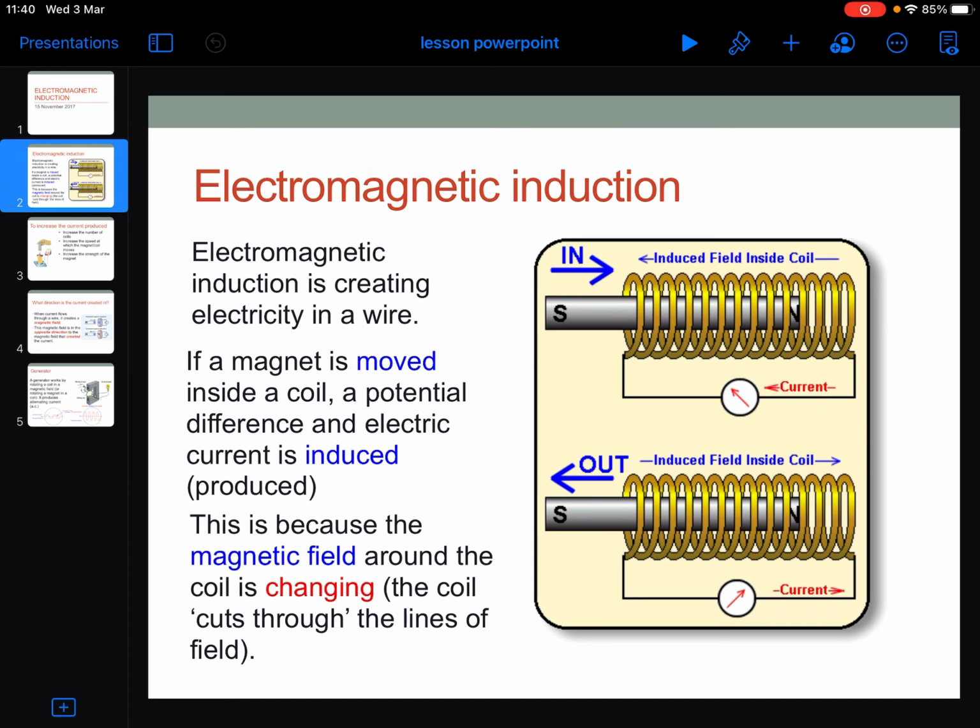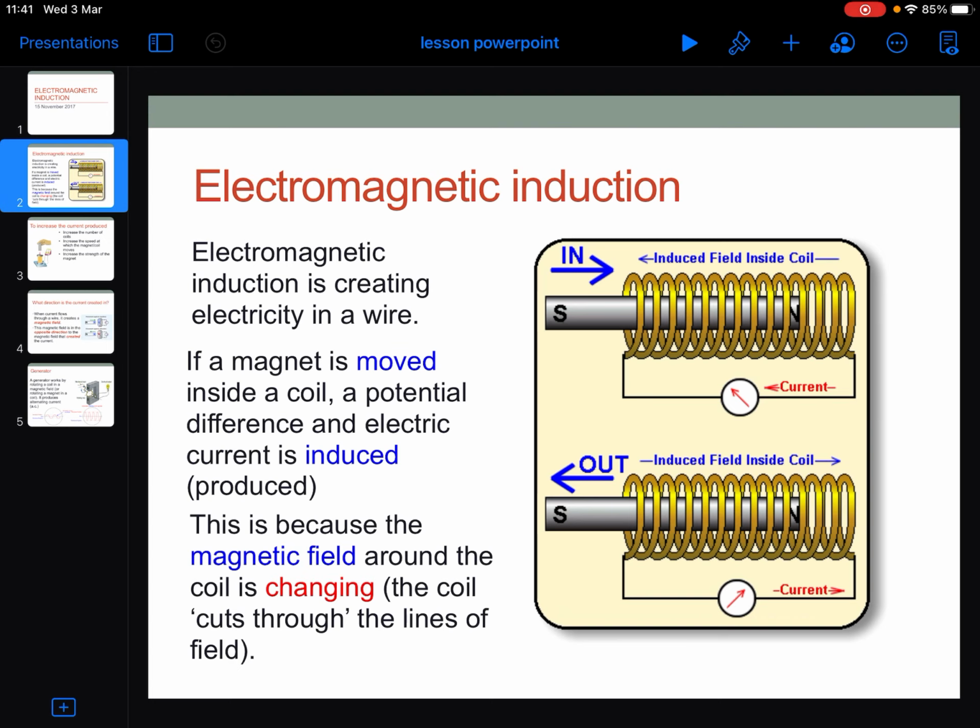Now have a look at the diagram on the bottom and compare it. This time the magnet is being pulled out. And can you see that the current is going in the opposite direction? So if you push a magnet inside, it will create a current going one way. And when you pull it out again, it will create a current going in the opposite direction. And that's actually really important.